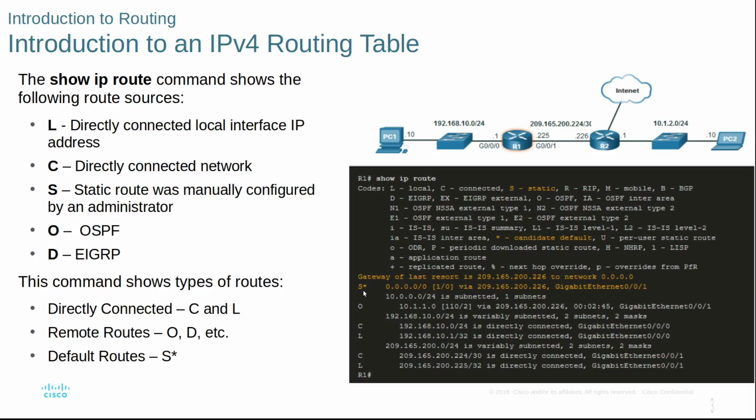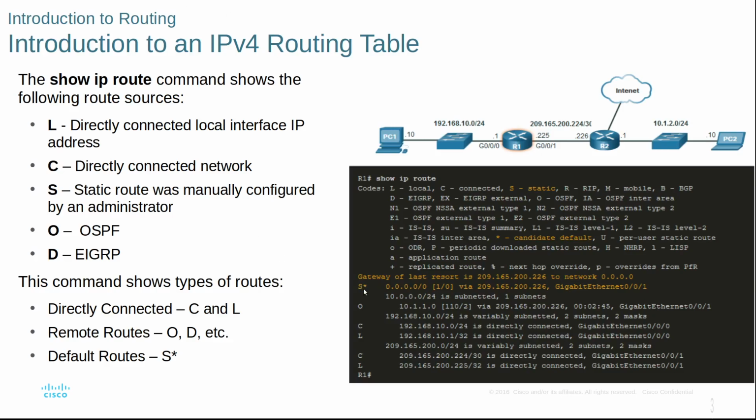And D will indicate EIGRP. And you notice there's a whole bunch of other ones up there that we haven't talked about. OSPF and EIGRP tend to be two of the more popular routing protocols that you're going to configure in, well, I would say semester 3, I think it's semester 4, your third Cisco course.